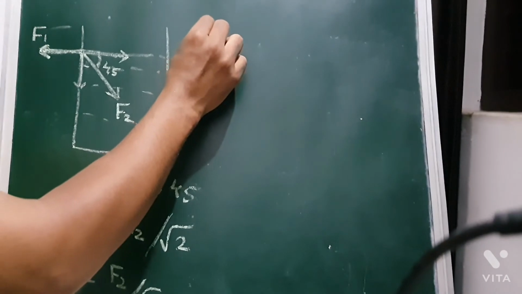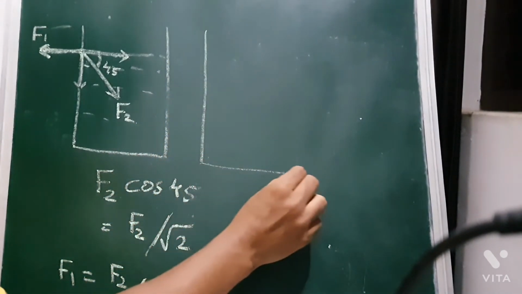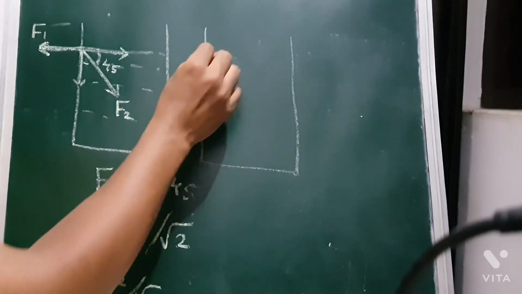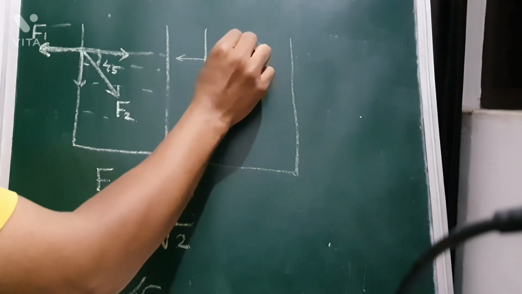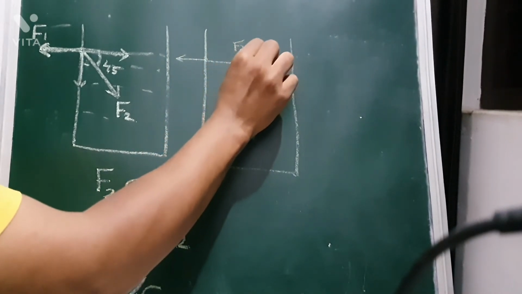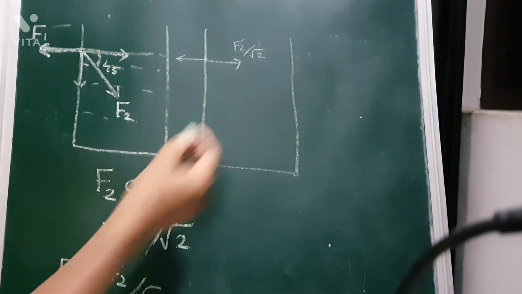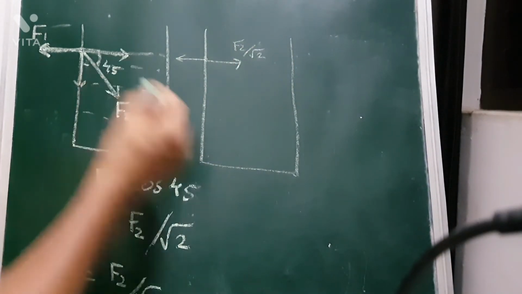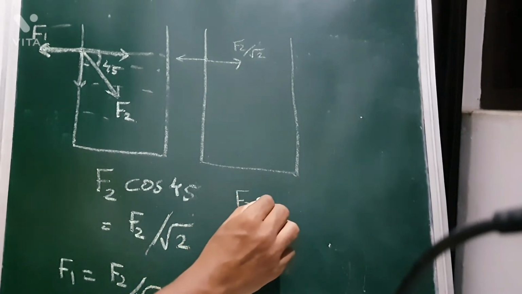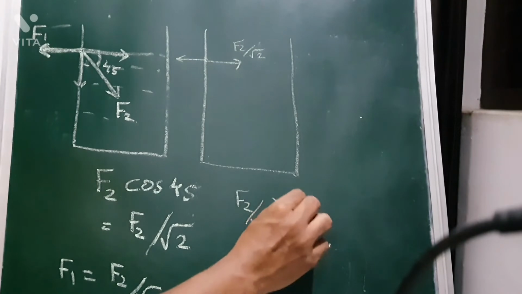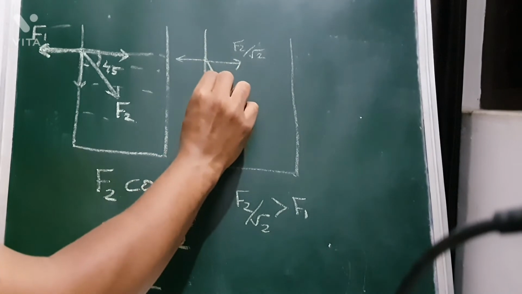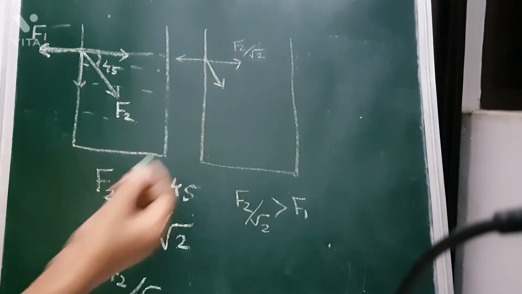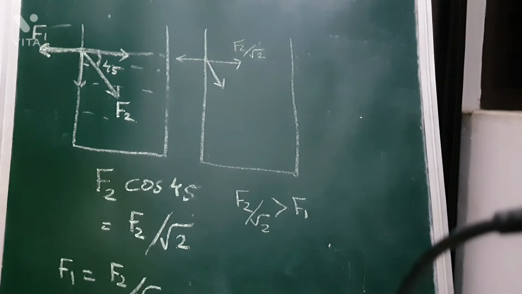Now we consider a capillary. We draw the same capillary like this. Now we consider the F1 is acting in this direction and F2 by √2 is acting in this direction. Suppose F2 by √2 has a greater value than F1. So the resultant will be slanting towards F2, right? So the resultant force will be acting in this arbitrary direction, right?